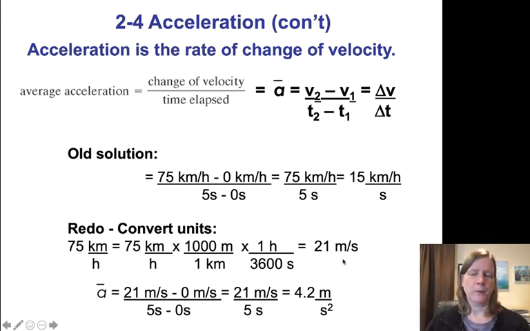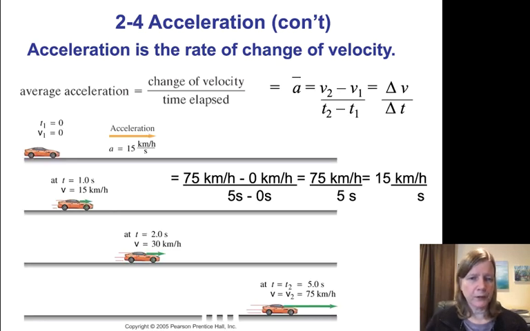Now I can go through the math again as another example. So average acceleration is final minus initial velocity over final minus initial time. So my final velocity here, instead of 75 kilometers per hour, I'll put in 21 meters per second. Initial is still 0. Time is still 5 minus 0. So 21 divided by 5 gives me 4.2, and the units now are meters per second squared, which represents acceleration in SI units.